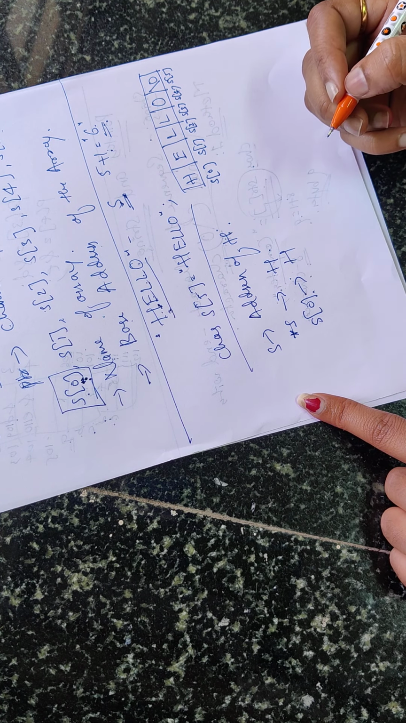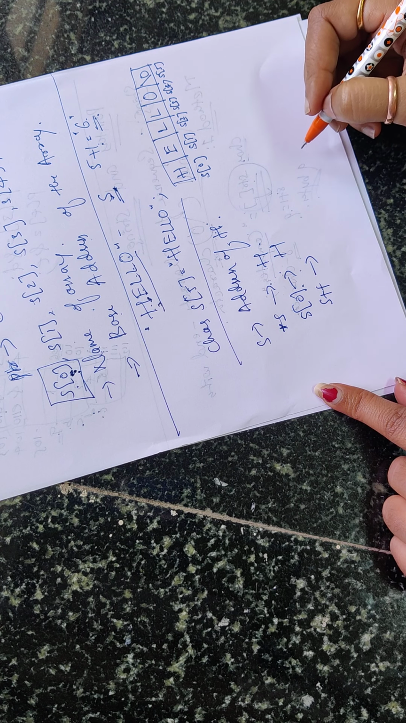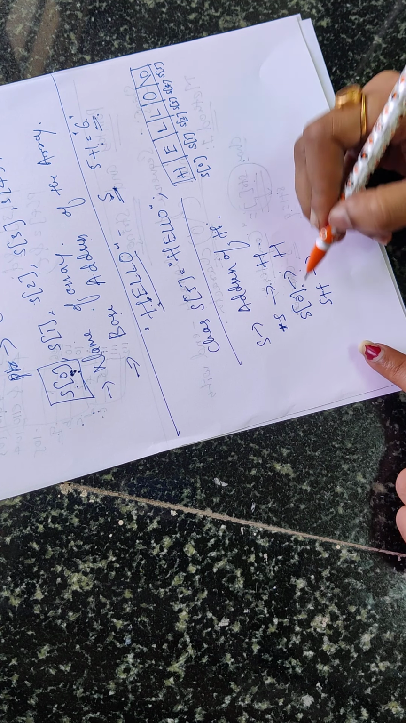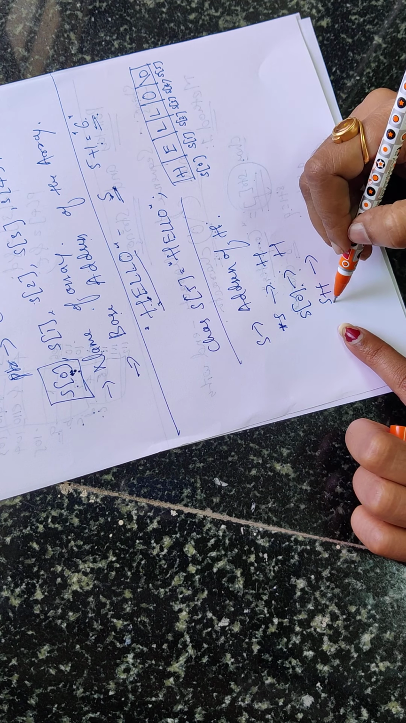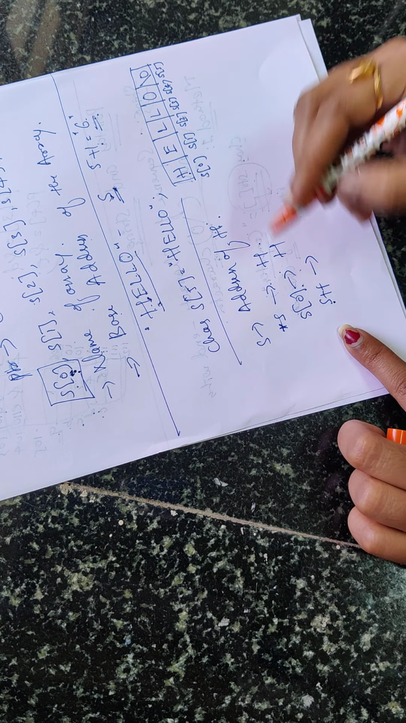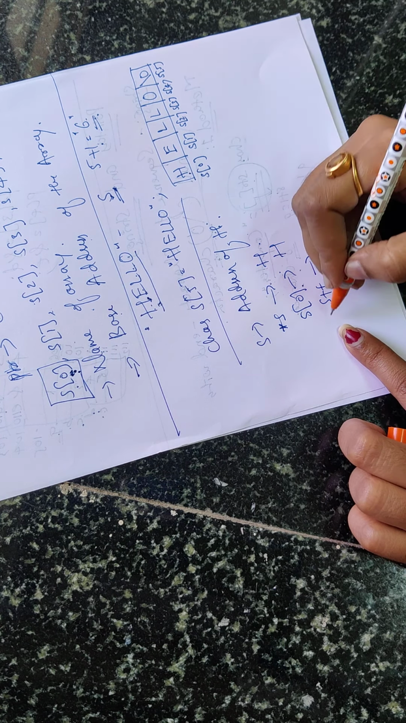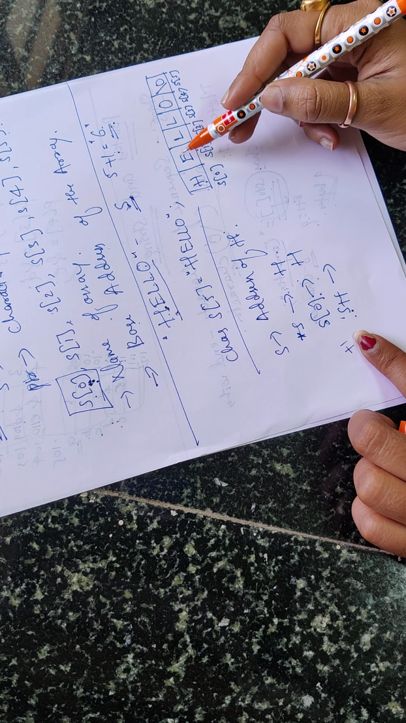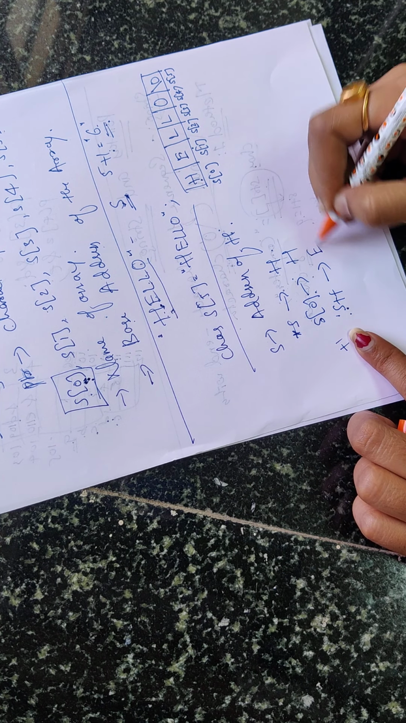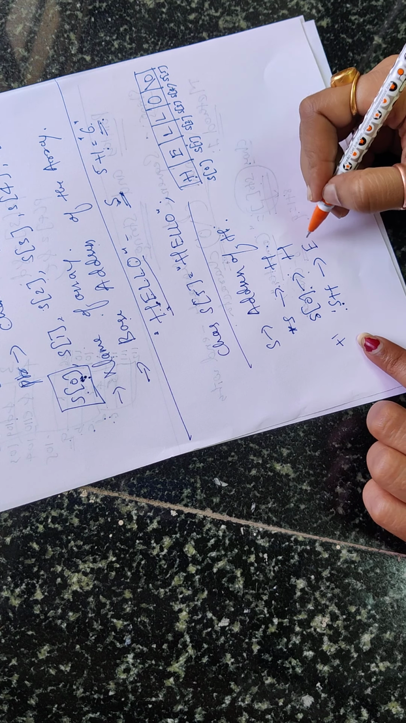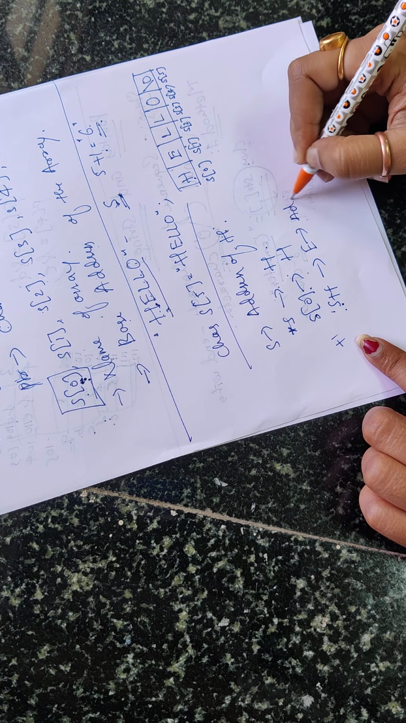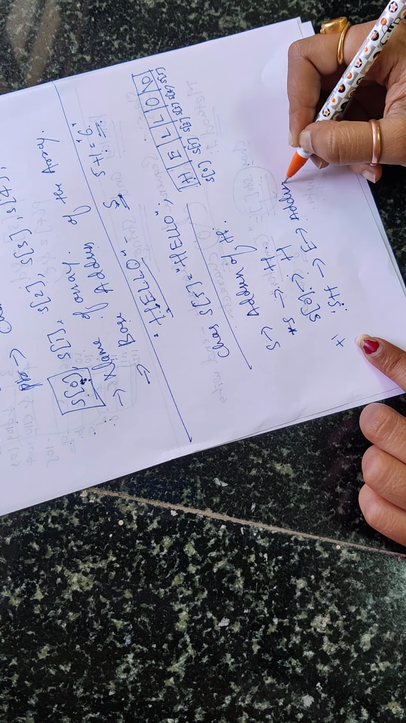Now just see, S plus plus, what will it give you? What is stored in S? The memory address of H. To that plus 1, so what is there? The next memory address. What is stored there? E. So you will get the address of E.